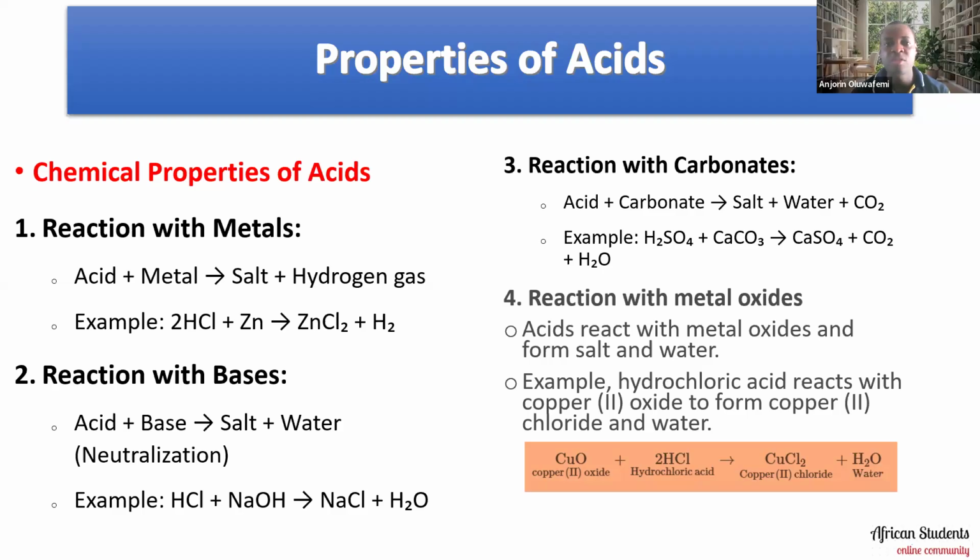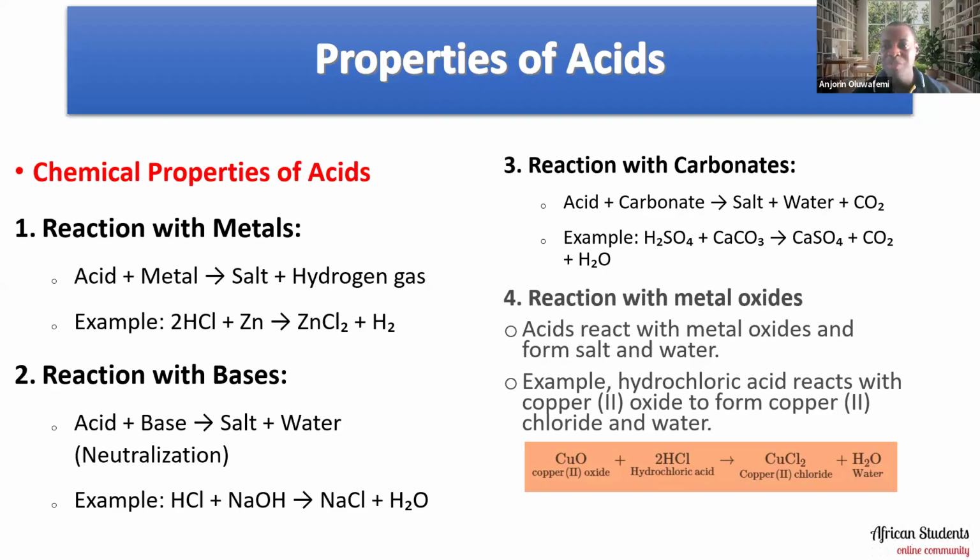Another chemical property of acid, we have reaction with carbonates. When acid reacts with carbonate, they'll produce a salt, they'll produce water, and CO2 will be given off as a gas. So an example is when we have H2SO4 reacting with calcium carbonate. When they react together, what you end up having will be what? Calcium sulfate, which is a salt. Then you have water being produced, then CO2 being given off as a gas. So that's the reaction with carbonate.